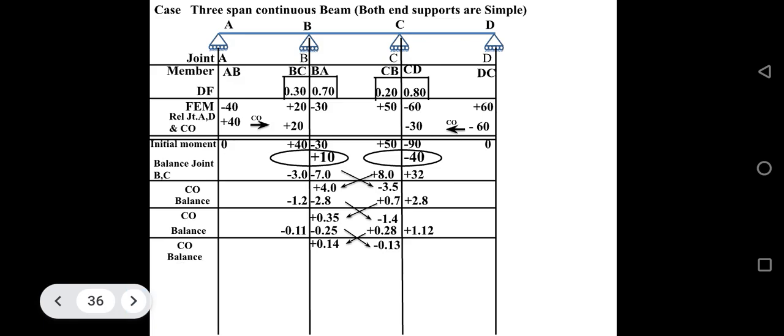So balance with the opposite sign. When we balance with the opposite sign, minus 0.14 into 0.3, similarly 0.14 into 0.7. That moment we can write here.